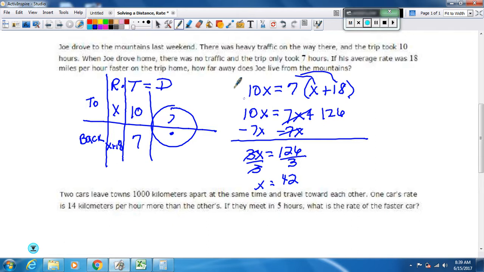But you've got to be careful on this. Remember how they didn't give you the distance? So you need to figure out what you just found. You found x. Well, we said that was the first rate. But rate times time equals distance. So to find the final answer, you have to actually do rate that you found times time equals distance. So it's 420 miles. That's the final answer on that one.